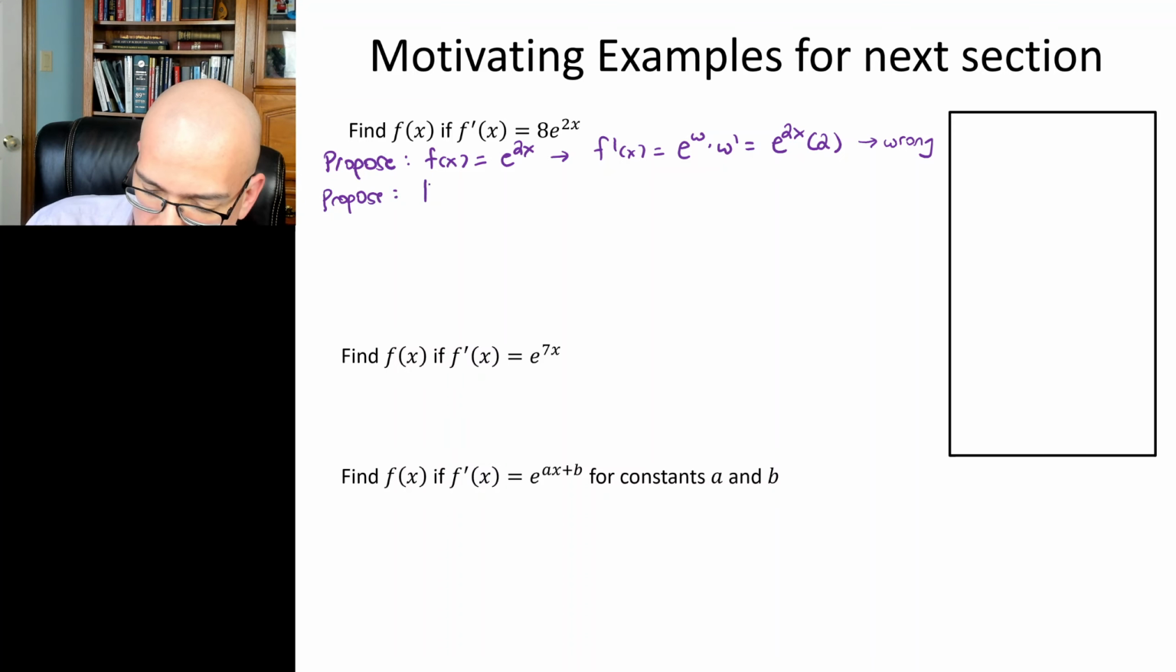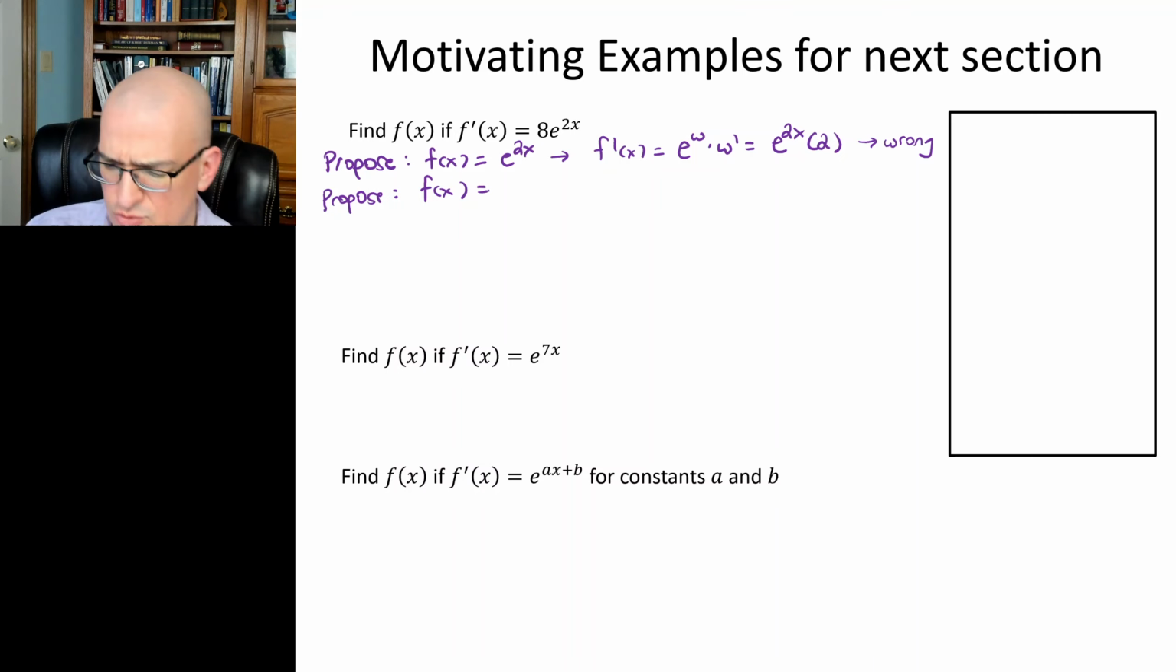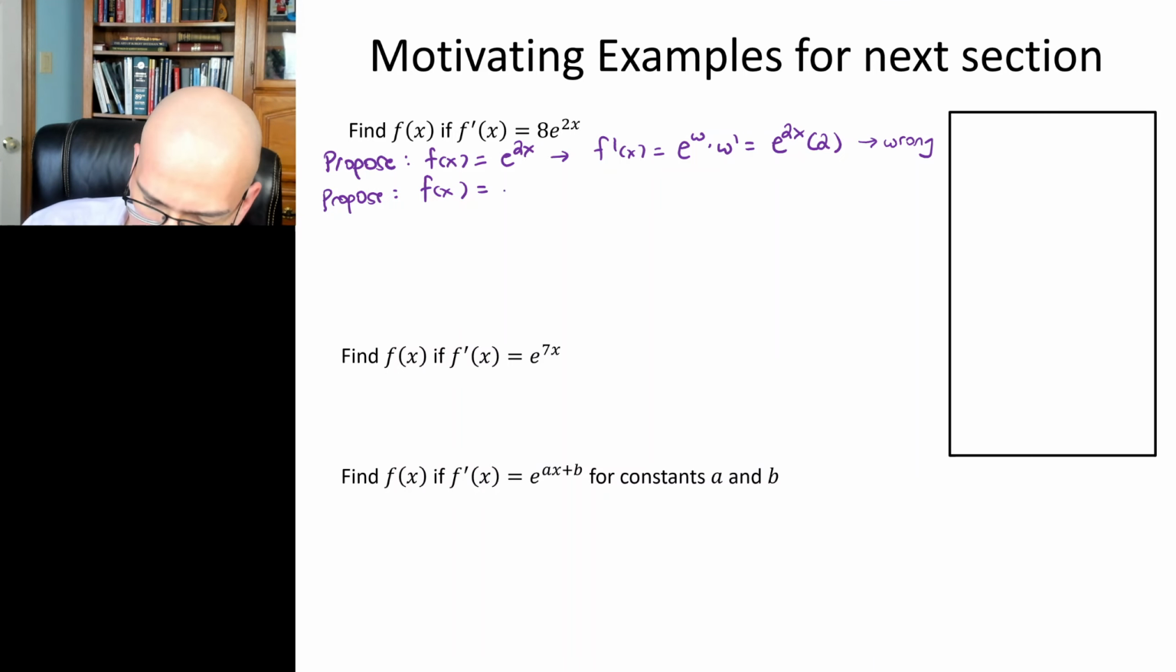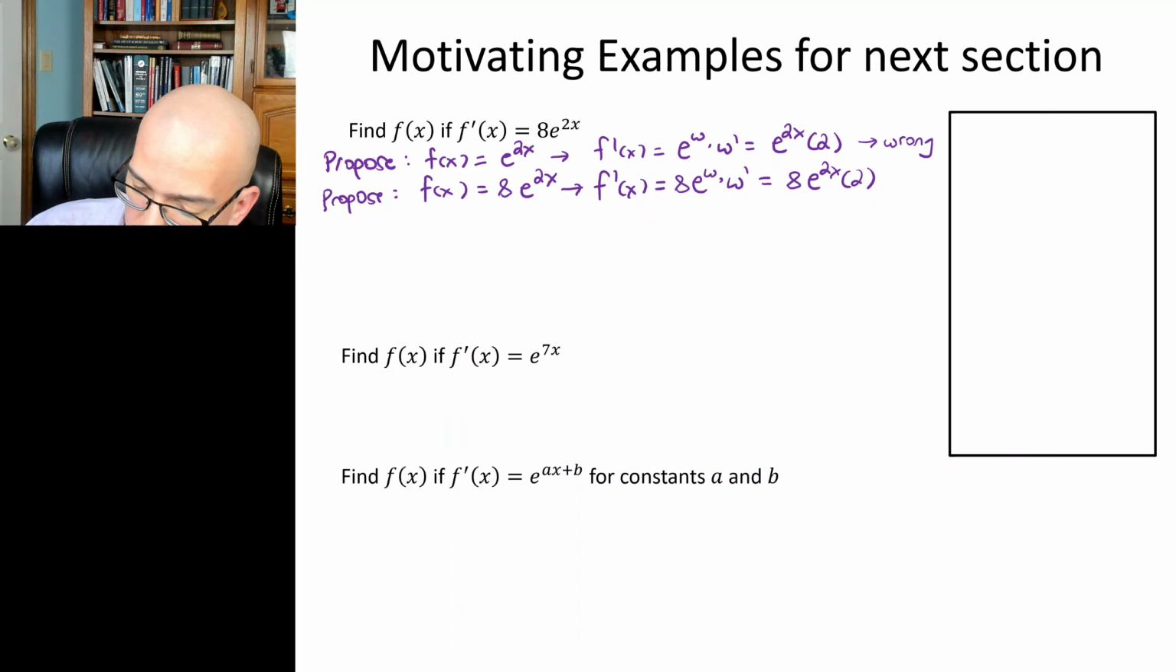Propose f of x. So that was too small. Now we'll do 8 e to the 2x. Let's see. So f prime of x is 8 e to the w times w prime. So 8 e to the 2x times 2, which is 16 times e to the 2x, which is too big. It's wrong.